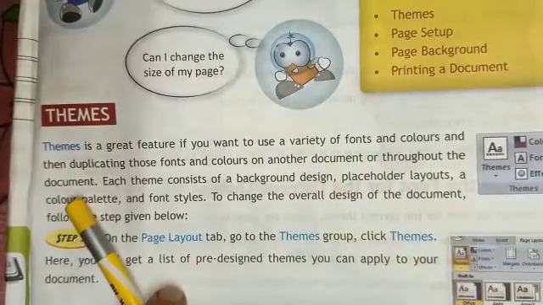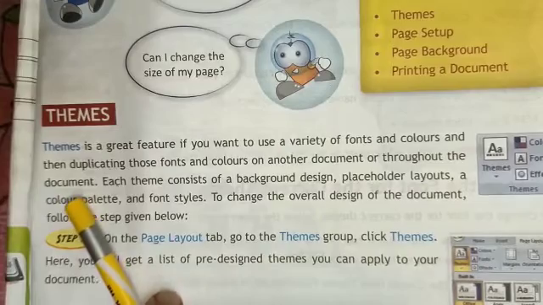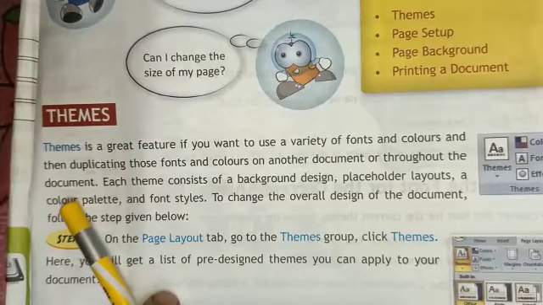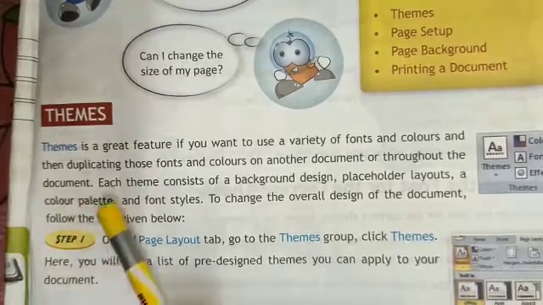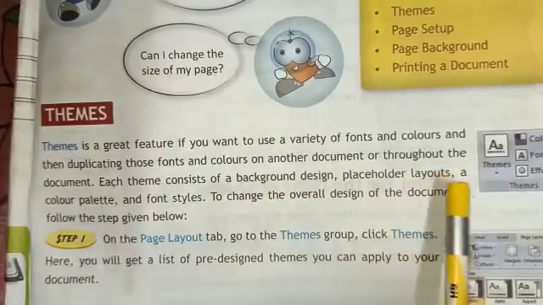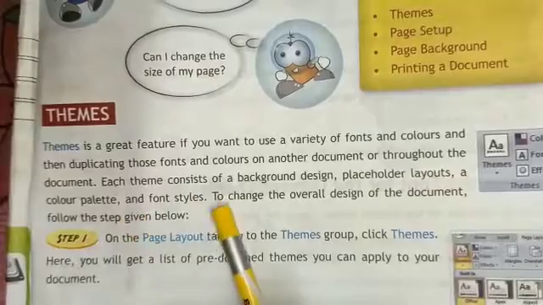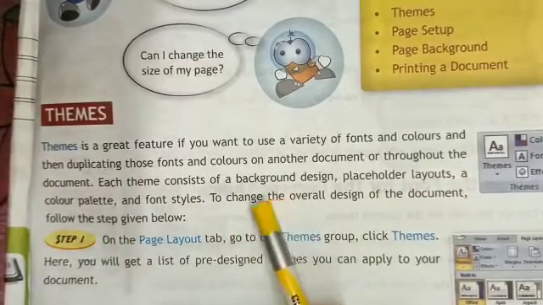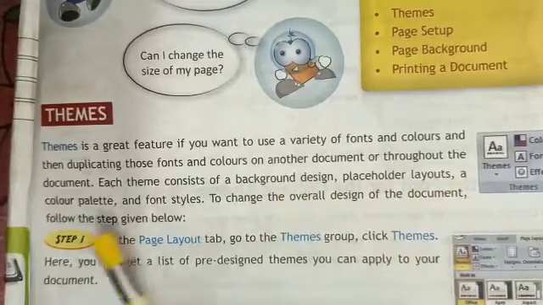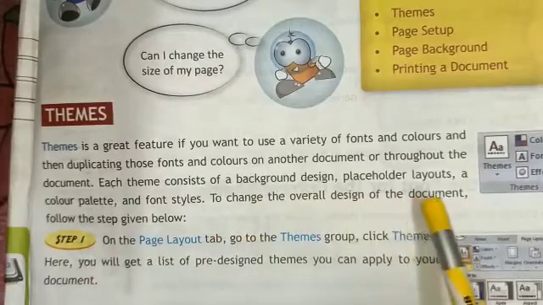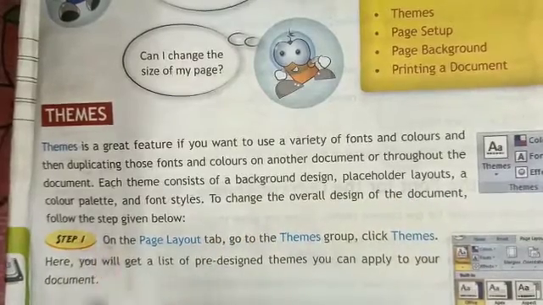Themes is a feature which we use when we want the same fonts and colors for different documents or throughout the same document. Each theme consists of a background design, placeholder layouts, a color palette, and font styles. To change the overall design of the document, we have to follow the steps given here.